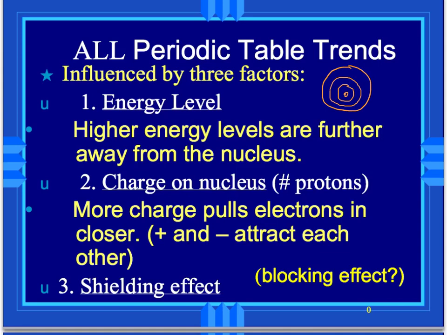The second thing to take into consideration is the charge on the nucleus. So how many protons are there in the nucleus? Because the more protons, the stronger the attraction they'll be. I almost think of when we increase the number of protons, we're like making a bigger magnet. So it says more charge pulls electrons in closer, and remember, positive and negative attract each other. So it pulls it in tighter. So like the magnet, these positive charges get stronger and pull these in closer. And then the third thing we're going to talk about is this shielding effect. Basically it kind of blocks this positive and negative attraction.